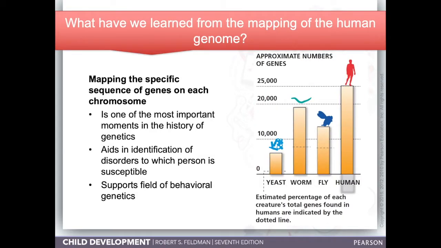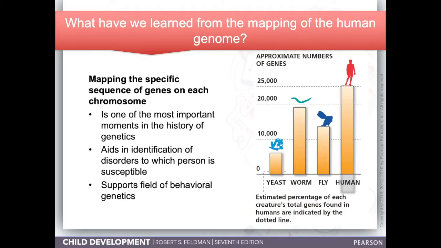So what have we learned about the mapping of human genomes? Mapping the specific sequence of genes on each chromosome is one of the most important moments in the history of genetics. It aids in the identification of disorders to which a person is susceptible and supports the field of behavioral genetics.